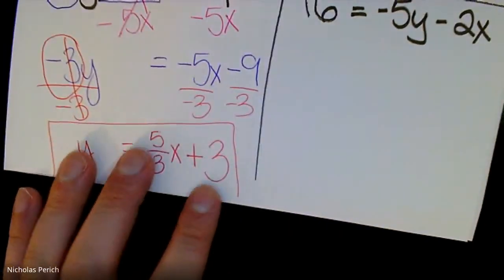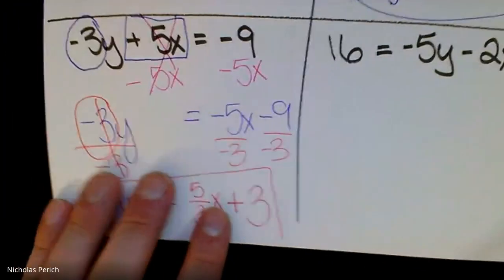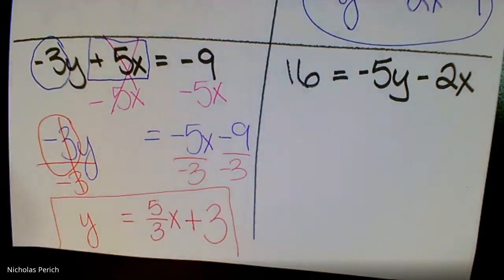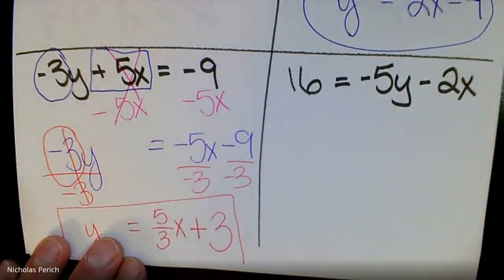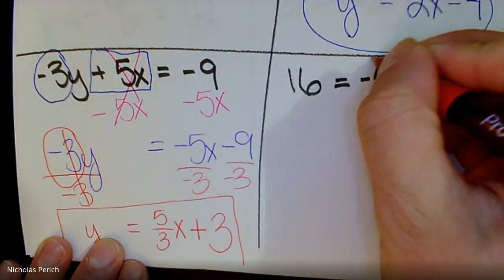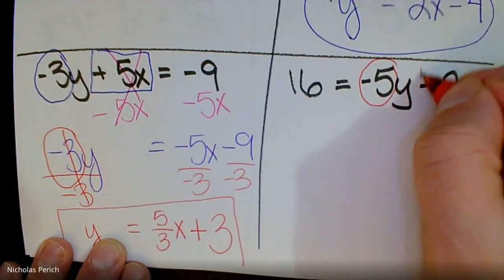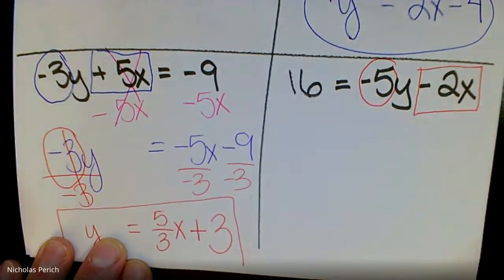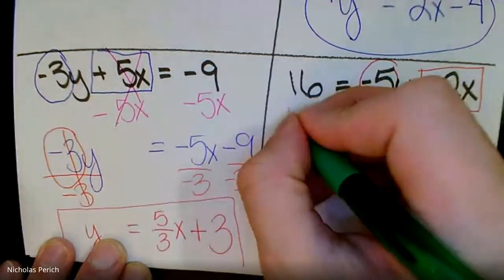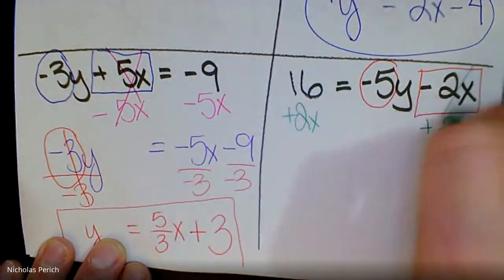All right, last problem on this page, and then we have 4 more, and then we're done. Is y all by itself? I have -5 attached to y. I have -2x floating around. How do I get rid of the -2x that's floating around? The opposite of -2x, of course. Add 2x. Add 2x and cross you out.